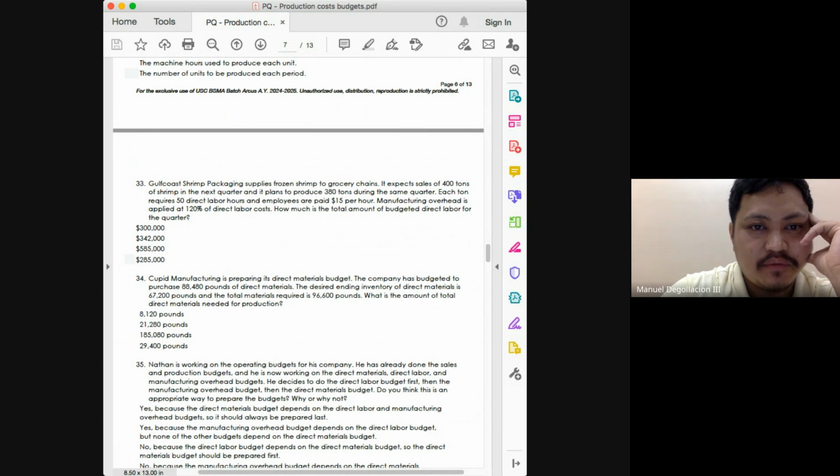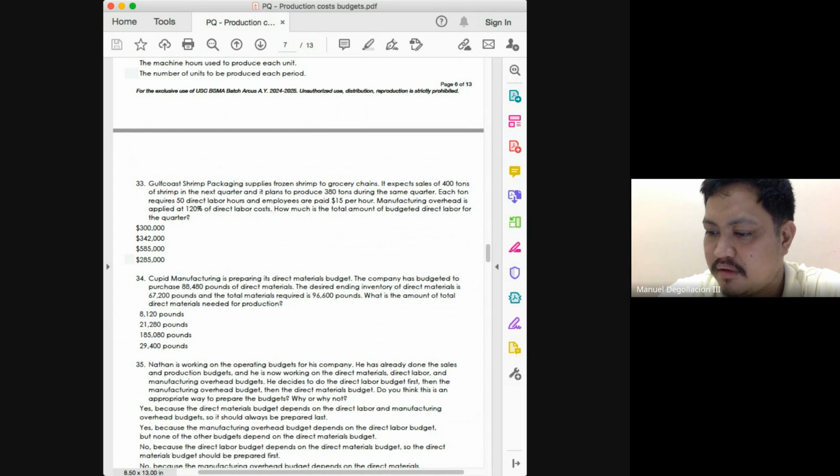Supplies frozen shrimp to grocery chains. It expects sales of 400 tons of shrimp in the next quarter, and it plans to produce 380 tons during the same quarter. Each ton requires 50 direct labor hours. I think this is a similar problem to one we solved earlier.